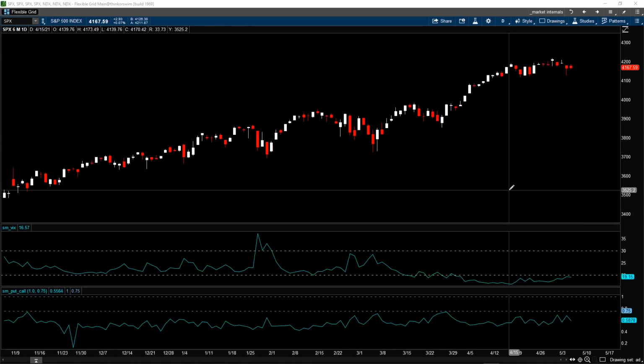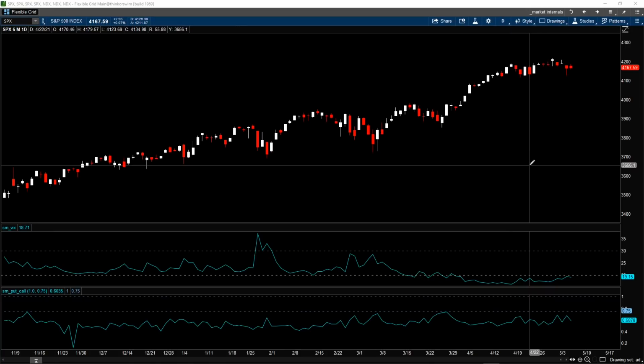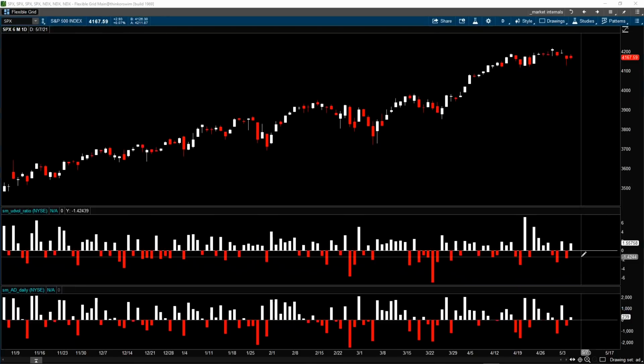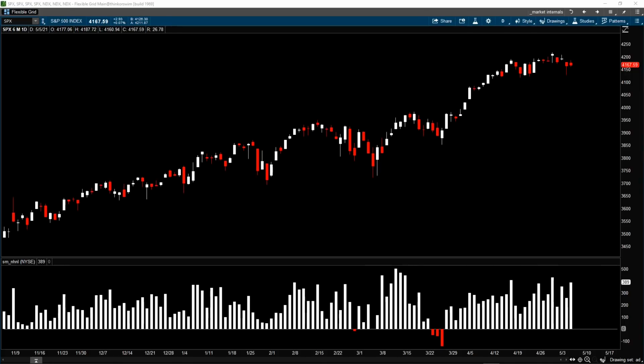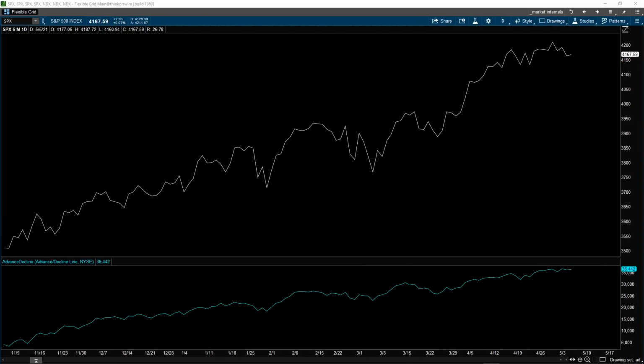Let's quickly look at the daily sentiment and the internals. Then we'll look at the S&P 500 price action and the trade idea. The S&P 500 closed up almost 3 points today, or 0.07%, and the VIX is sitting at 19.15, and the put-call ratio is at 0.59. The up-down volume ratio has been between +2 and -2, and the daily advance decline remained weak. New high, new low hovering under 400. Cumulative AD line remains flat.